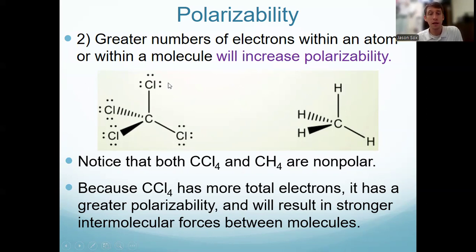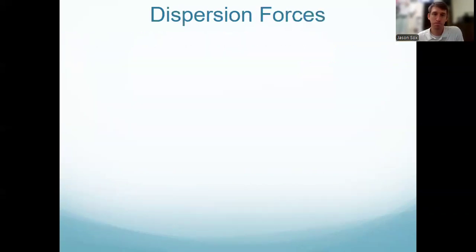So the intermolecular forces, the strength of the attraction between different molecules, for this molecule will be greater than this molecule over here. That's because it has a greater total number of electrons. It's not just the valence electrons that are participating in this, it's all electrons, okay?